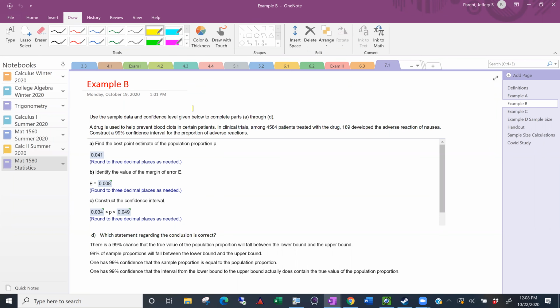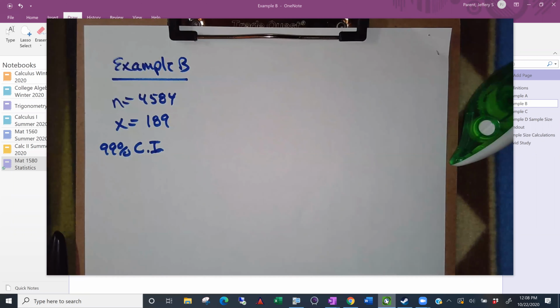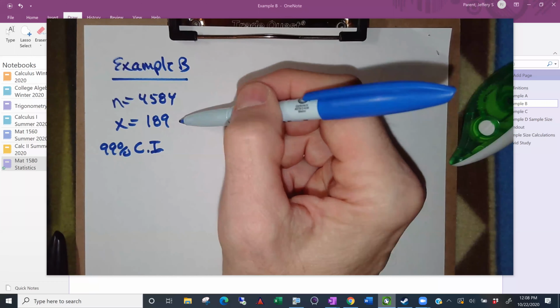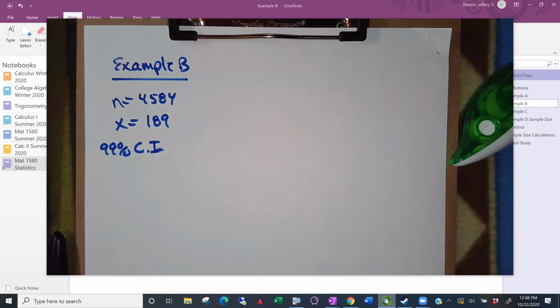A drug is used to help prevent blood clots in certain patients in clinical trials. Amongst 4,584 patients with the drug, 189 developed the adverse reaction of nausea. Construct a 99% confidence interval for the population proportion of adverse reactions. So, all right, we want to find a confidence interval. And I wrote down all the stuff that I highlighted here. So N and X and 99% confidence.